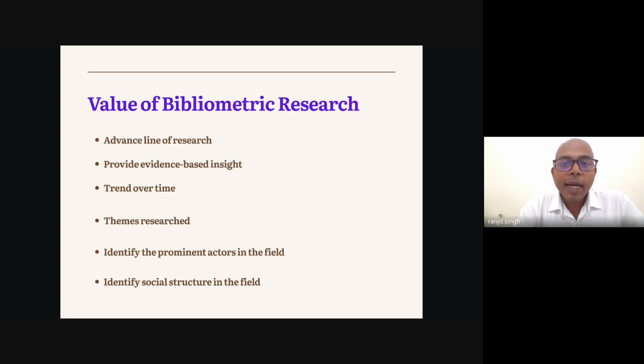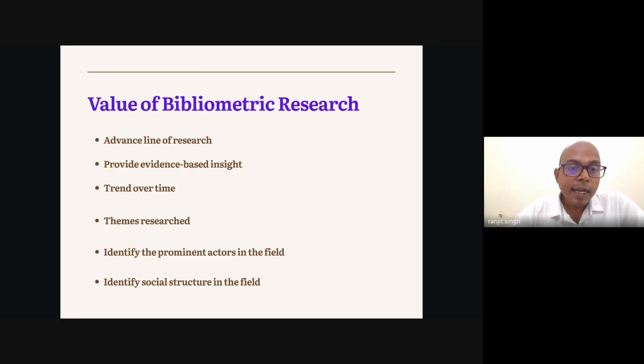Next is, what is the value of a bibliometric research? So first thing in the bibliometric research is it advances the line of research. How does it advance? Because in the bibliometric analysis, the major focus is to produce the research gap. And in the research gap, we have to show what are the themes that have been researched and what are the future gaps where the new scholar can focus on.